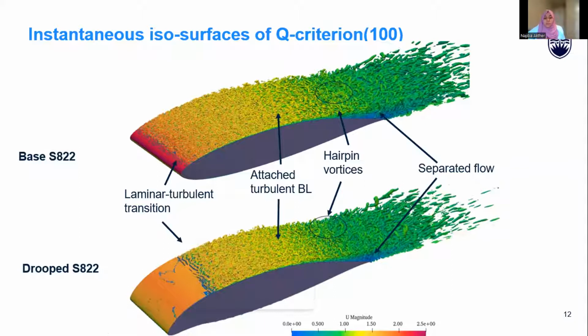Some hairpin vortices are also observed near the trailing edge for both cases, and the flow gets separated fully near the trailing edge for both cases.